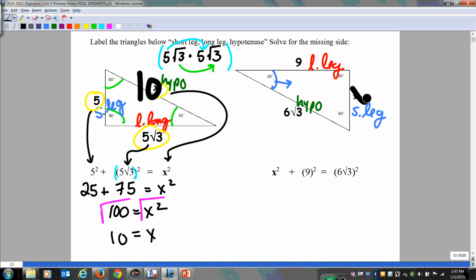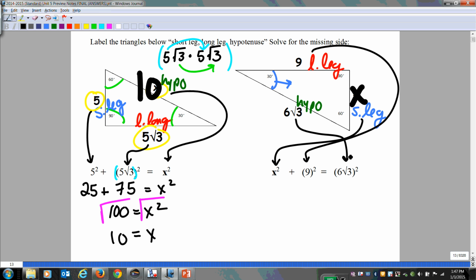We have an x, a 9, and a 6 root 3. So we're going to solve leg squared plus leg squared equals hypo squared. There's our short leg. That's our unknown. Our long leg is 9, and our hypo is 6 root 3. We're going to do x squared plus 81. 6 root 3 times 6 root 3 looks like this. Squared, 6 root 3 times 6 root 3.